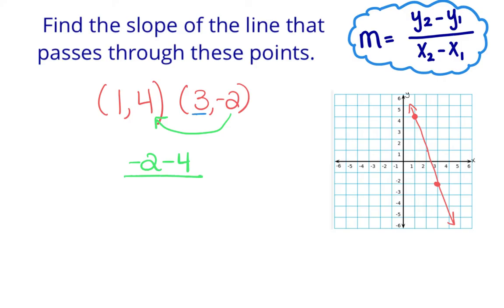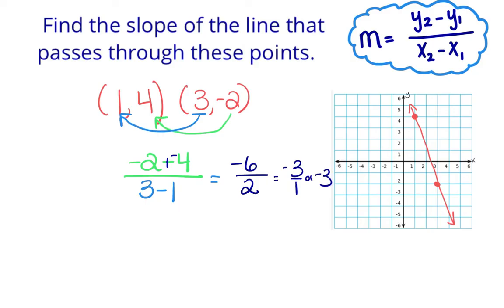And then starting over here, now I'm going to take the difference between my x coordinates, which is 3 minus 1. And when I do that, I'm going to get -2 minus 4, which is -6. 3 minus 1 is 2. And just like before, we always want to make sure that we have the most simplified ratio when we're dealing with slope. So this one simplifies to -3 over 1, or you can just say -3.